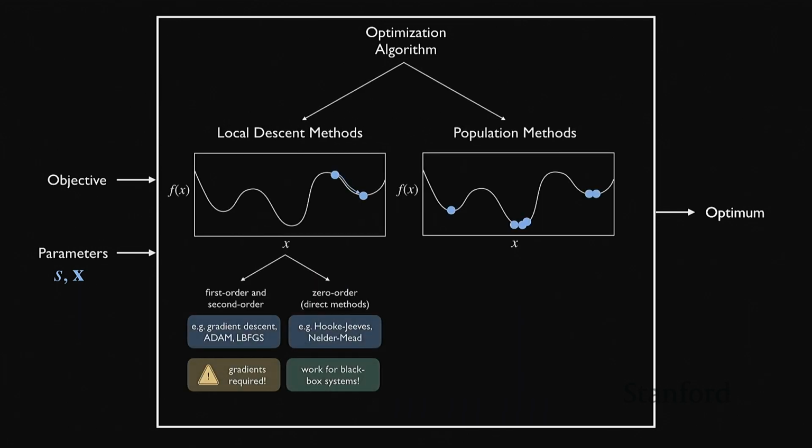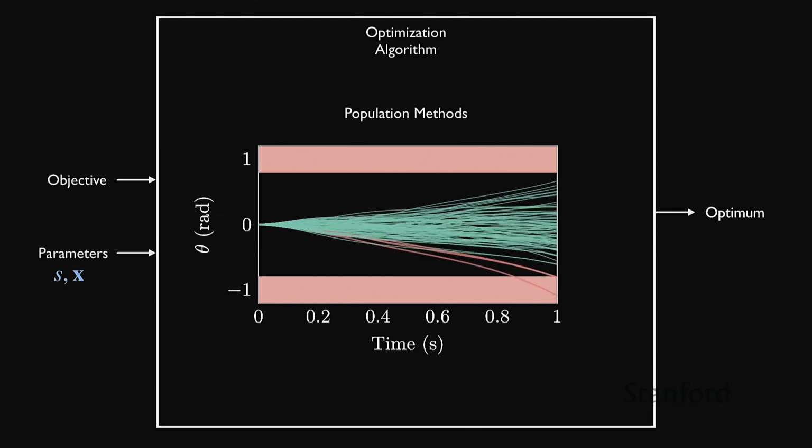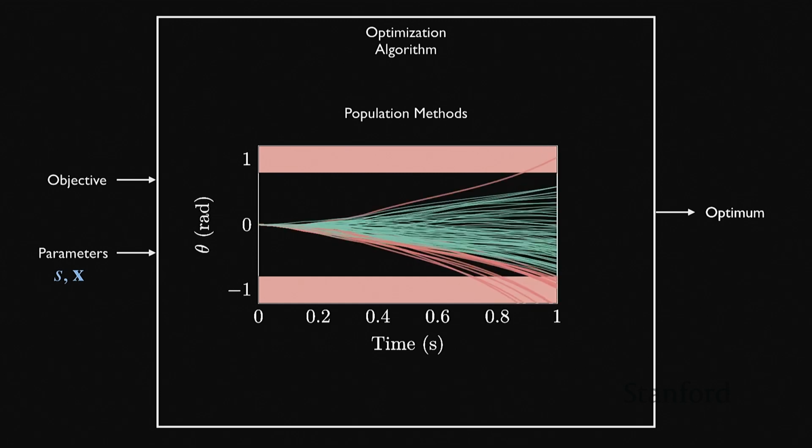So that's local descent, and to contrast that with population methods, we're now maintaining a full population of possible samples, a whole bunch of different trajectories for the pendulum. Every time we take a step, we update all the samples in that population to try to move them towards failure.